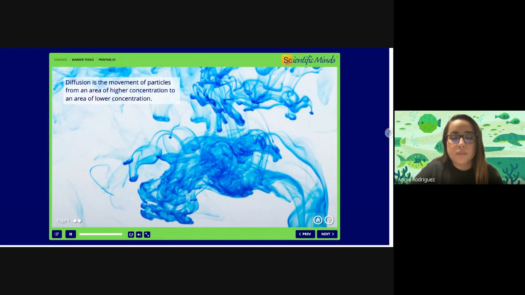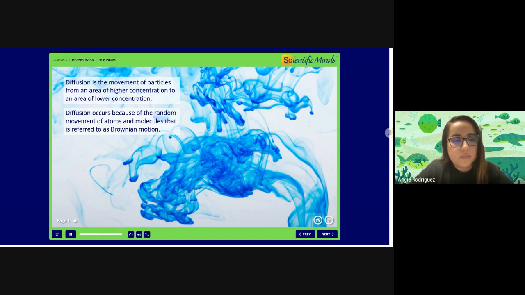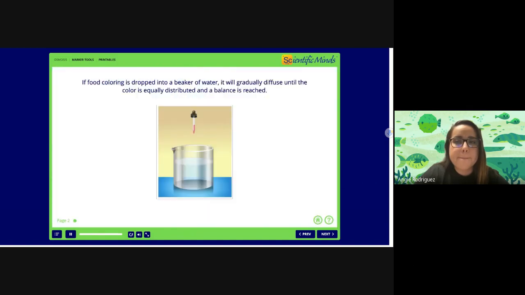Diffusion is the movement of particles from an area of higher concentration to an area of lower concentration. Diffusion occurs because of the random movement of atoms and molecules that is referred to as Brownian motion. Diffusion can occur in liquids, gases, and some solids. If food coloring is dropped into a beaker of water, it will gradually diffuse until the color is equally distributed and a balance is reached. This state of balance is called dynamic equilibrium.